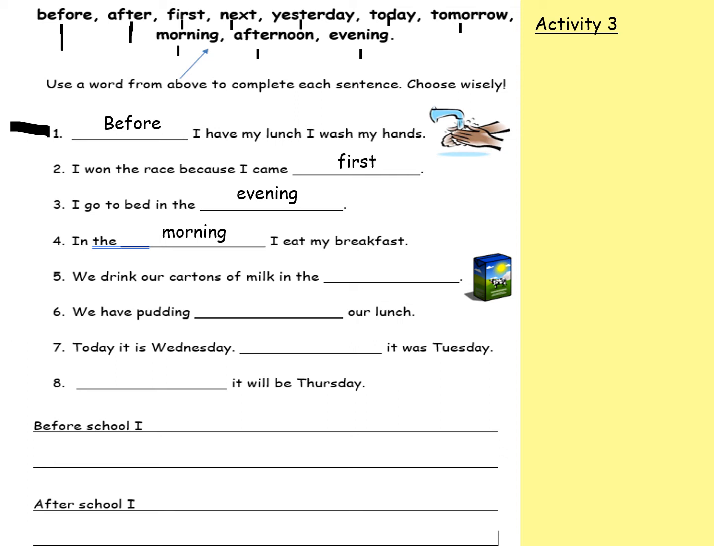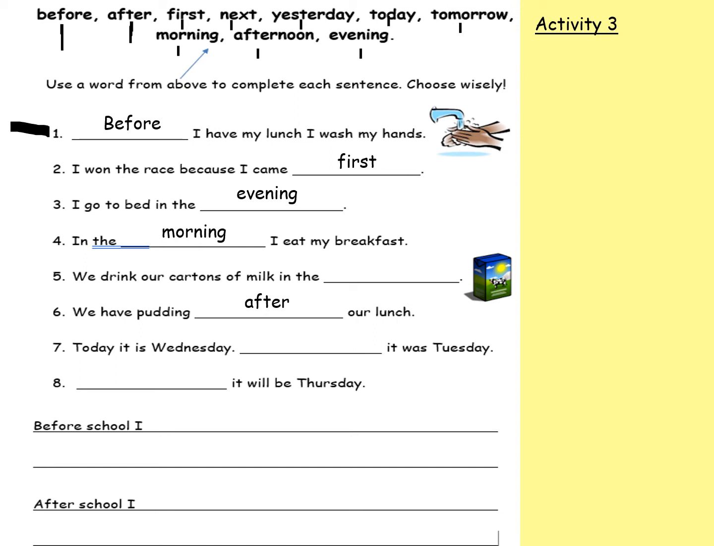Let's look at the next one. We drink our cartons of milk in the... Well, we've used the only one. We've used evening and morning, so we must be... Oh. What have I done there? Sorry, guys, we'll come back to that one in a minute. So number 6, we have pudding after our lunch. Yes, I hope you do have your pudding after your lunch. That means later. Next.